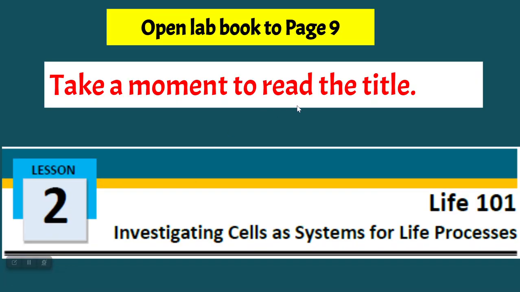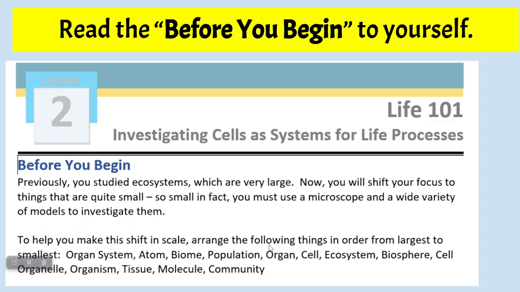And then in your blue lab notebook, don't forget you're bringing that back and forth every day. In your blue lab notebook, we are on lesson 2 right now, Life 101 right there. We're investigating cells as systems for life processes. So remember that we've studied ecosystems, which are very large, right? And now we're going to shift our focus to things that are quite small. So small, in fact, that you must use a microscope and a wide variety of models to investigate them.